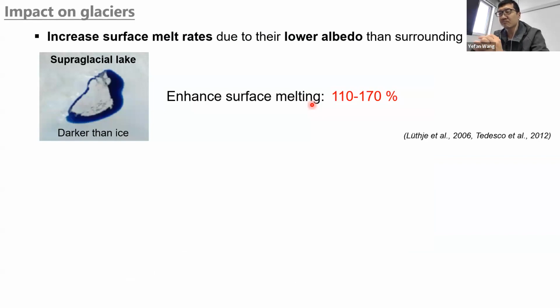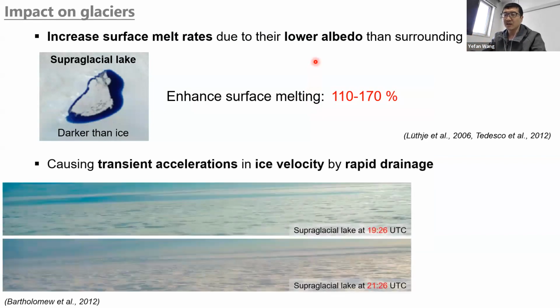According to some previous research, the supraglacial lake is darker than the ice, so we know that it will absorb more energy, so it will increase the surface melt rates due to its lower albedo than the surrounding bare ice. And also these lakes are on the surface of the glaciers, so sometimes they will drain.